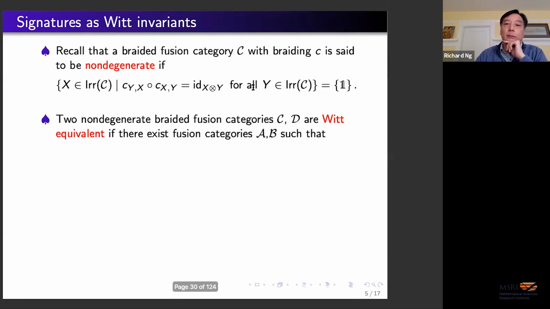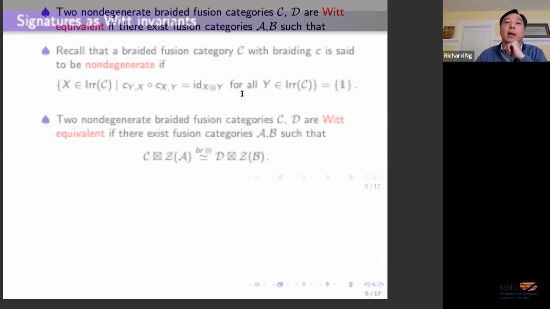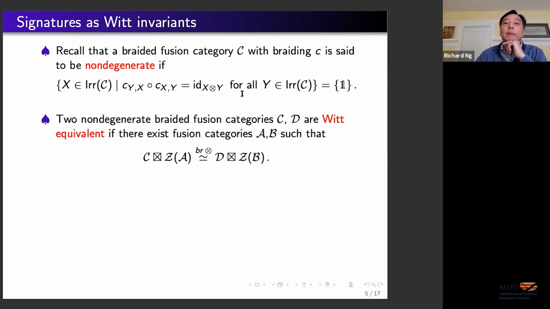So two non-degenerate braided fusion categories C and D are Witt equivalent if there exist fusion categories A and B such that the Deligne product of C with the center of A is braided tensor equivalent to the Deligne product of D with the center of B.